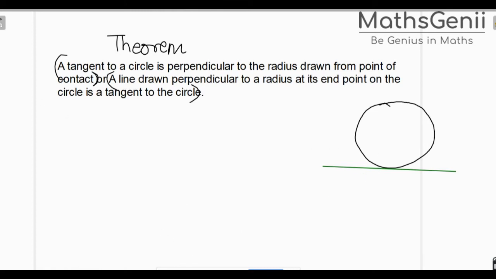So I just told you what is point of contact. Point of contact is the point where the circle and the line are touching. So radius is what? A line drawn from center. So this is the center, for example. A line drawn from the center to the point of contact is perpendicular. This is what we want to prove. Correct, is perpendicular. This is what we want to prove.